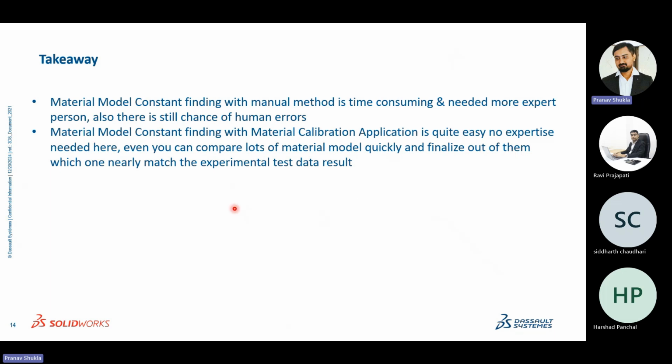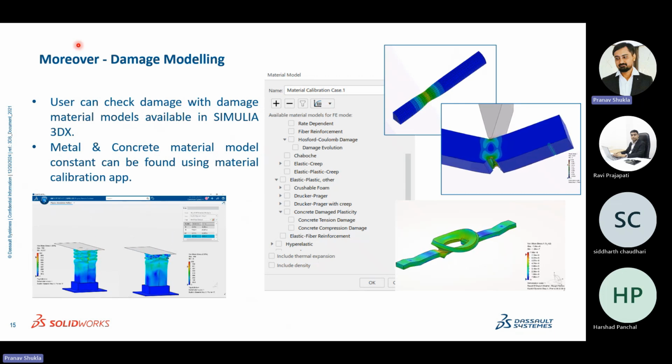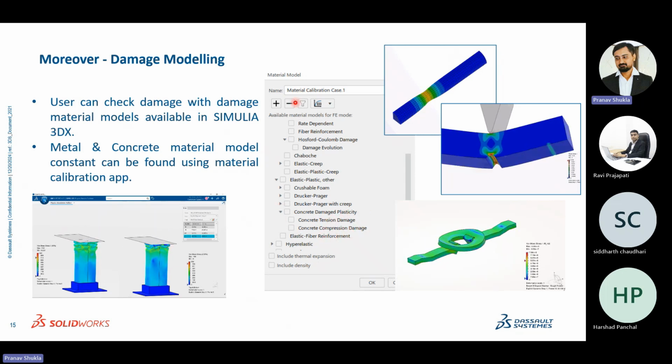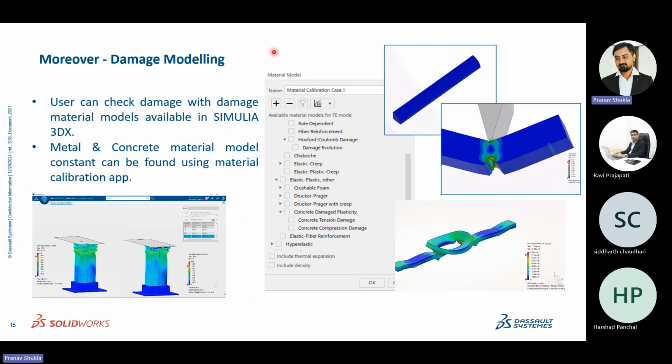Okay. Moving forward, there is another thing, the damage modeling. As you can see, the user can check the damage with the damage material models available in the 3DEXPERIENCE. Metal and concrete material model constants can be found using the material calibration app. There is damage plasticity, and for the concrete damage model, you can find the constants with this material calibration app as well.